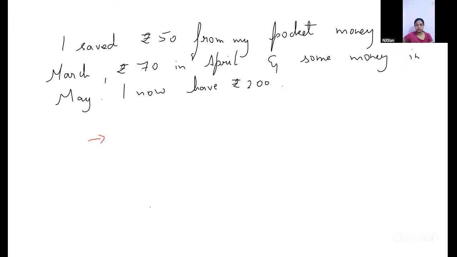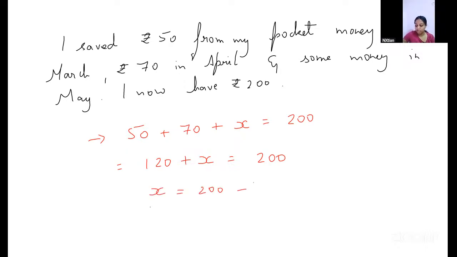Ma'am, he saved 80 rupees in May. Yes, Nathaniel. How did we form an equation? He saved 50 in March, then 70 in April, so 50 plus 70 plus X equals 200. Then I can add 50 and 70: 120 plus X equals 200. So X will be 200 minus 120, which gives me 80. So in the month of May, he saved rupees 80.